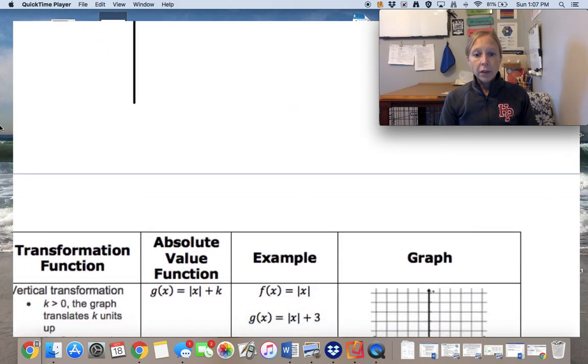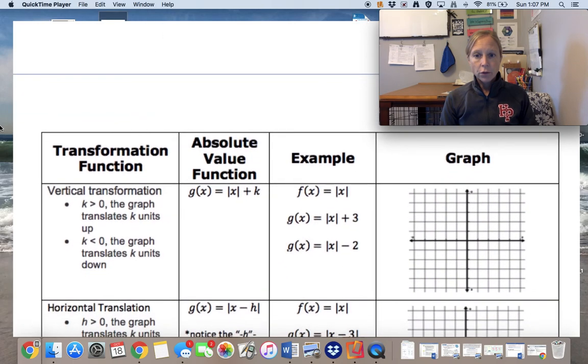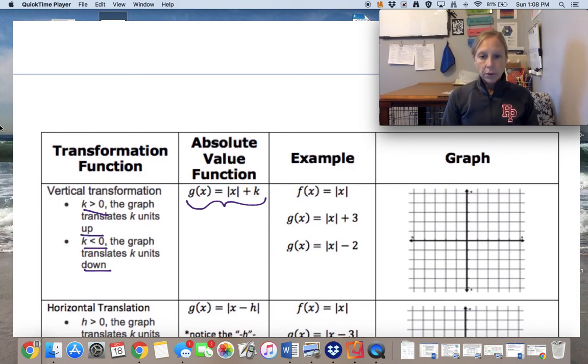All right, let's start looking at our first two transformation rules. First thing we're going to look at are translations. Vertical translations happen when we add or subtract to the end of the function. When we subtract, when that k value is less than 0, that means we are moving down. When we add, that means that we are moving up. So let's take a look at these three examples.